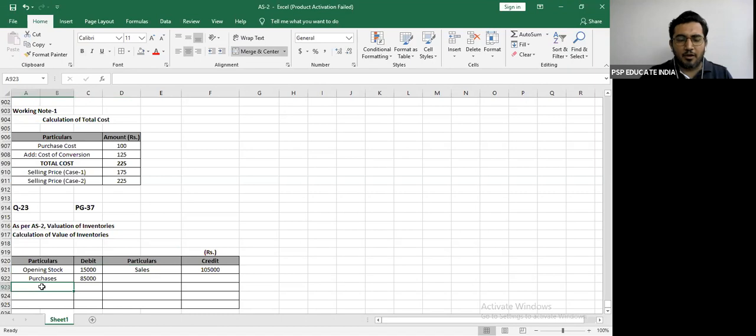Right, let's put over here. Tell me on your chat box, everyone, how much is your percentage of profit on the cost? 25%? Let's try this. Calculate your gross profit. Your total value of opening stock and purchases is 1 lakh. Multiply that by 25%. How much do you get? 25,000. Put over there 25,000. This is something that we calculated, so let's highlight it.